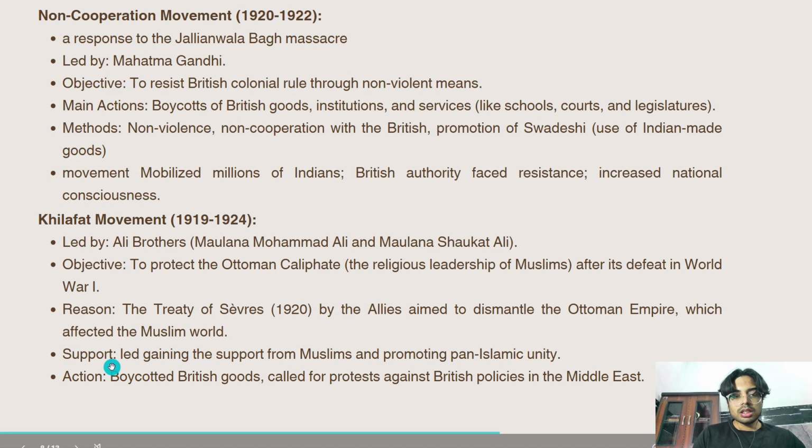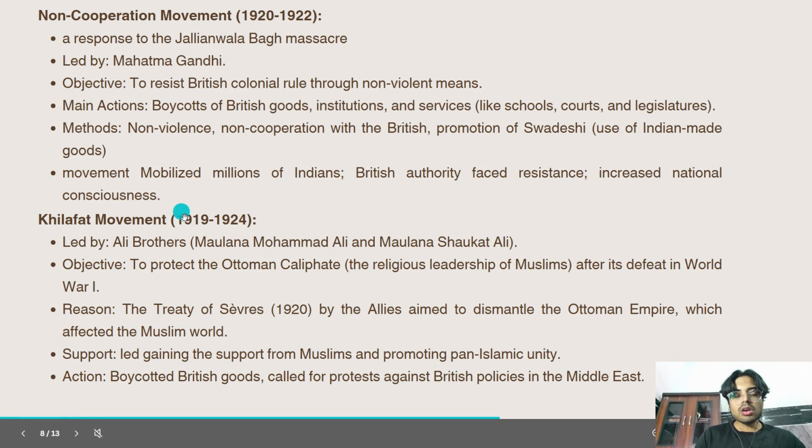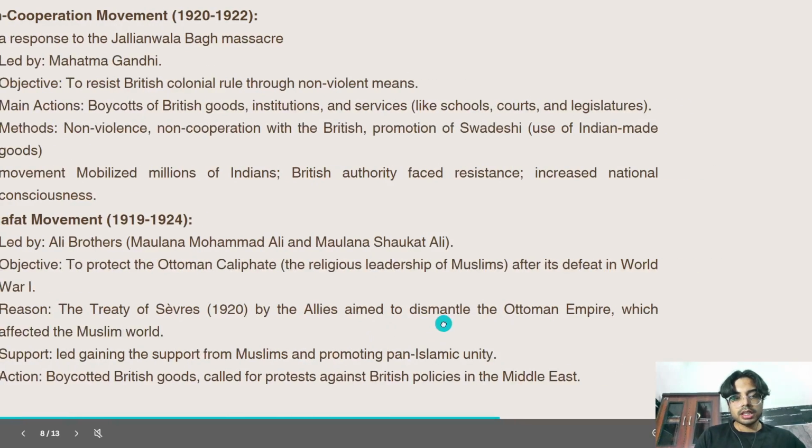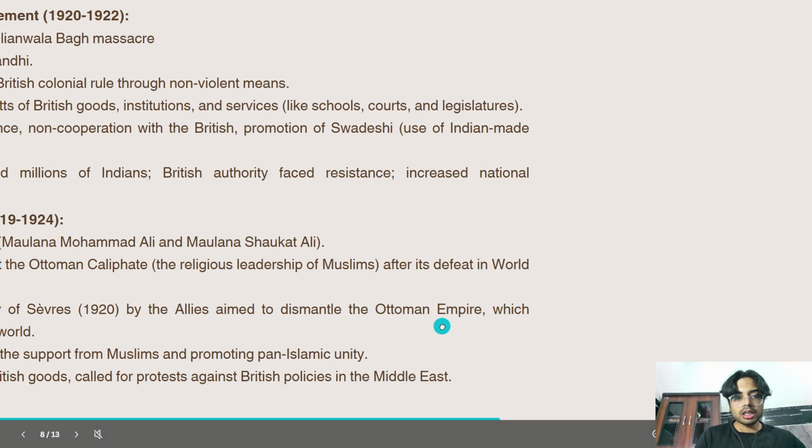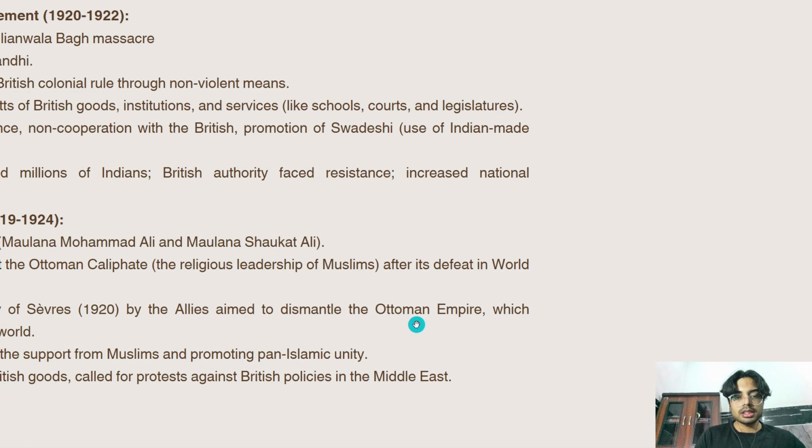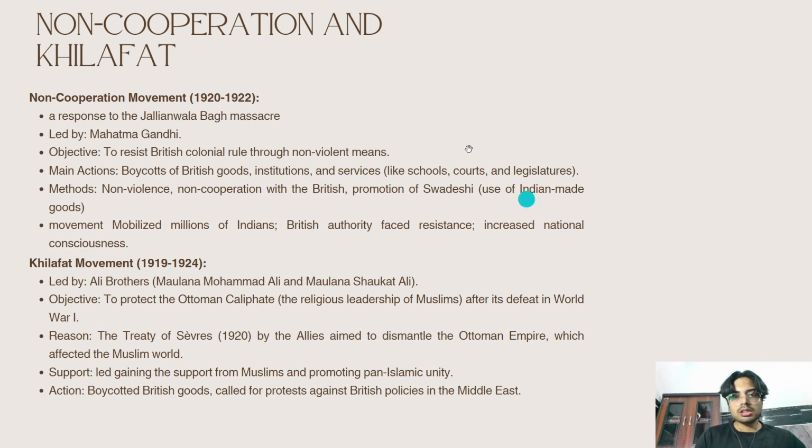Okay. Now, Gandhiji decided to incorporate Khilafat movement with non-cooperation. So this led to gaining the support from Muslims and promoting pan-Islamic unity. Actions were taken such as boycott. They boycotted British goods, called for protest against British policies in the Middle East. Okay, this all was happening. So non-cooperation movement was incorporated in Khilafat movement, and a Hindu-Muslim unity was seen during this period.